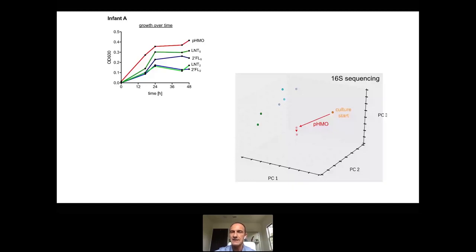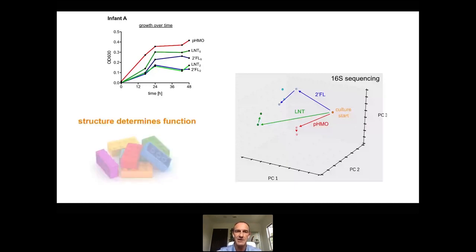More importantly, if we feed them just LNT, you see the communities move in a completely different space in that three-dimensional space here. And if you feed them 2FL, the spot is very different as well. So in other words, yes, the growth of total bacteria might be very similar or identical, but the community structure, so what kind of bacteria are in that structure, are very different. So it really matters again, and it tells us again that structure, even in the prebiotic case here, determines function.